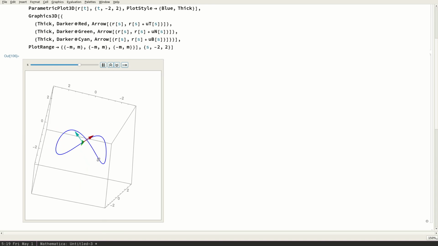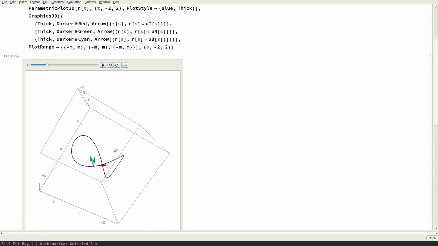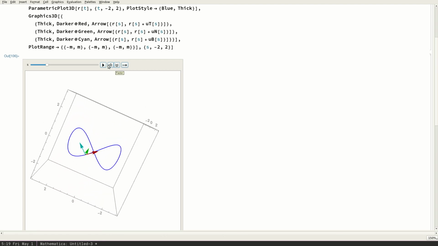All right, so there is some good computer-generated images of the three vectors: unit tangent in red, unit normal in green, and the unit binormal in teal.